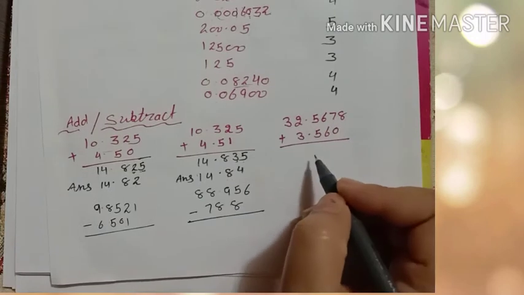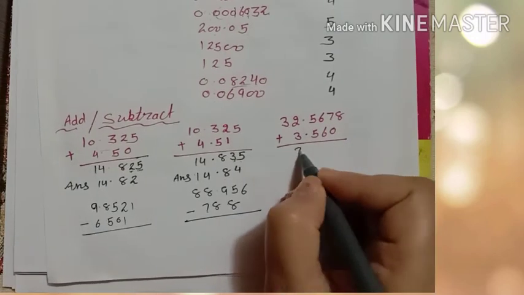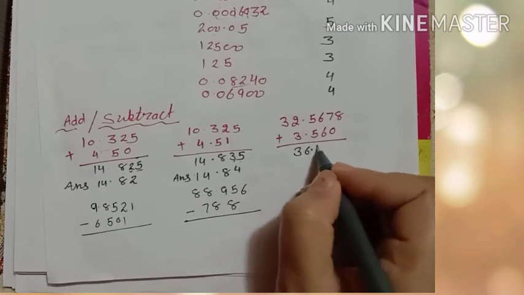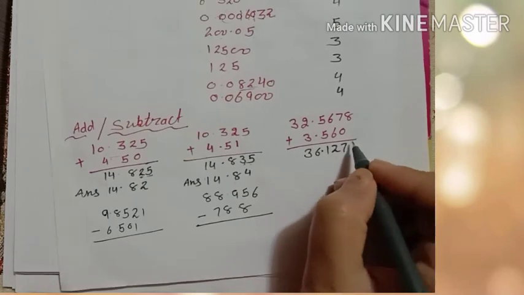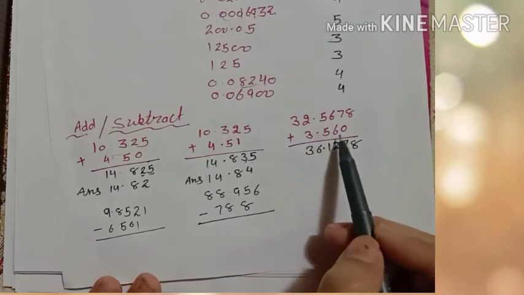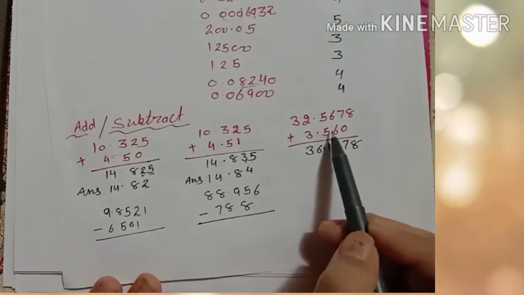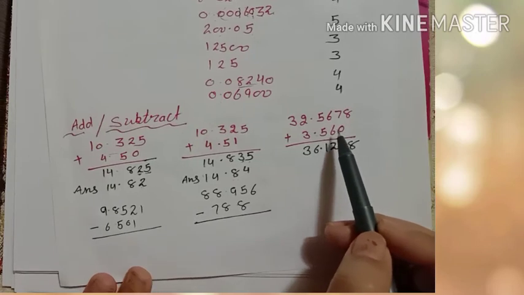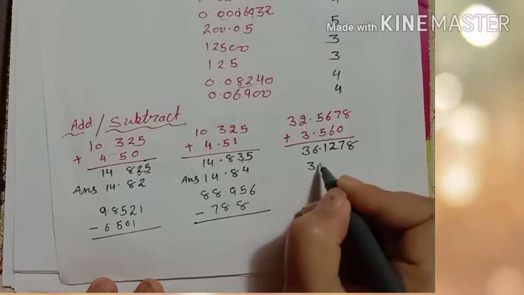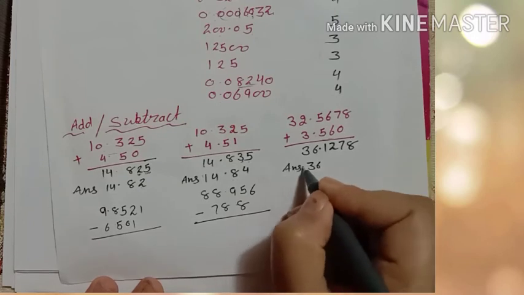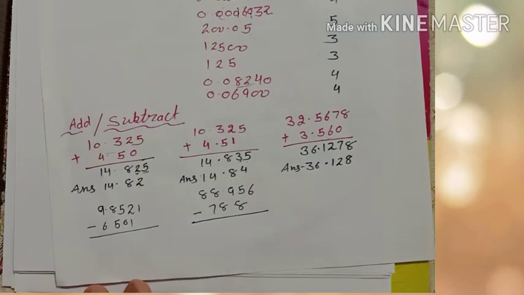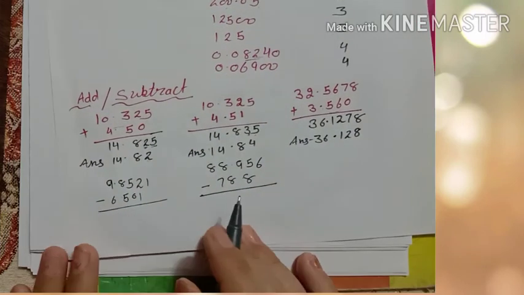Now here we have answer, common answer जो है वो आएगा आपका 36.1278, but after the point we have the least significant number is 3. Okay, so after round off answer will become 36.128. Okay, now the subtraction.